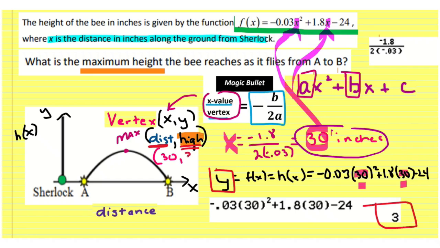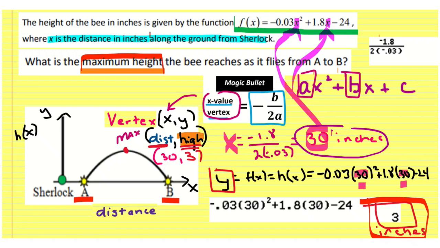So over here, I've got a y value of 3, and that means 3 inches. The bee is 3 inches from the ground when he is at this maximum height, and he is 30 inches from Sherlock at the same time. So 3 inches is the maximum height that the bee reaches as he flies from flower A to flower B.